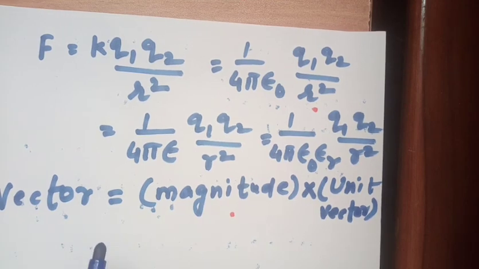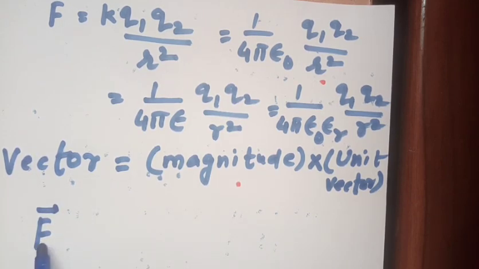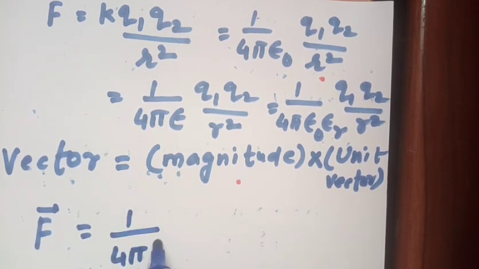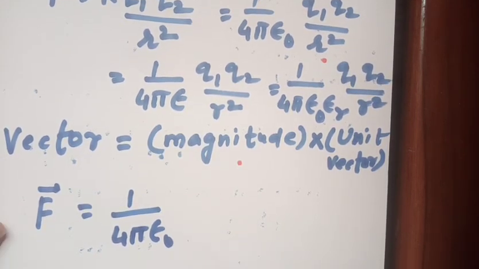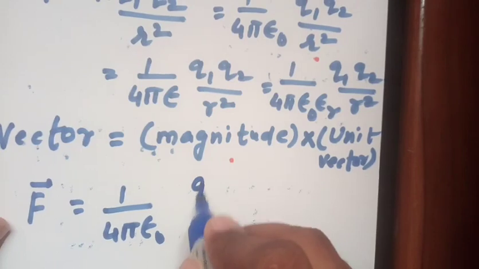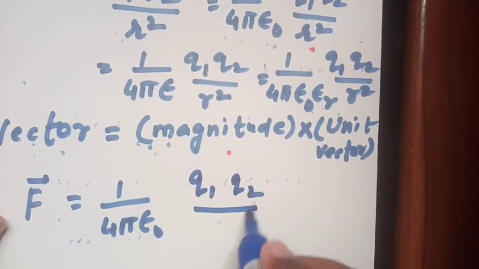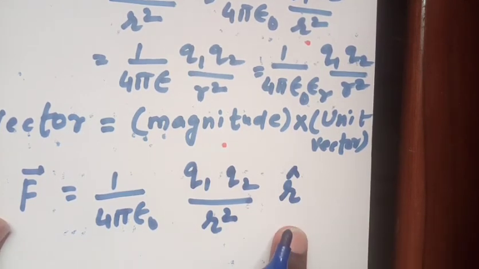So here when we write force, we'll put an arrow because we generally put an arrow for a vector quantity. So force in vector form can be written as F with an arrow over it equal to 1 upon 4 pi epsilon naught, for the moment we are writing it for the vacuum. So F vector equals 1 upon 4 pi epsilon naught Q1 Q2 upon R square, and here we write R cap, where R cap is the unit vector and R cap determines the direction of the force.